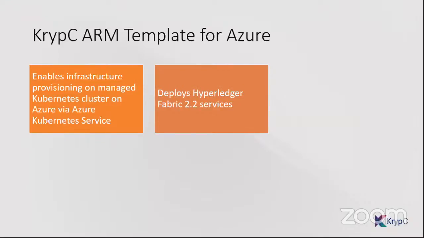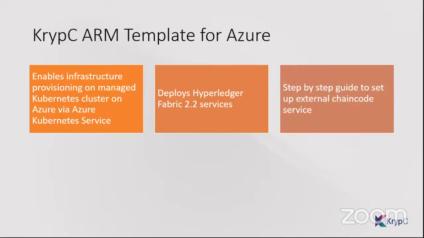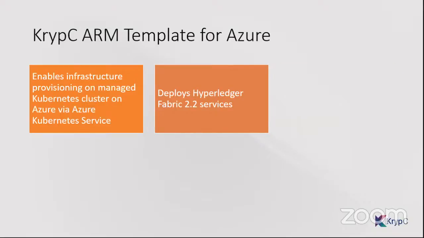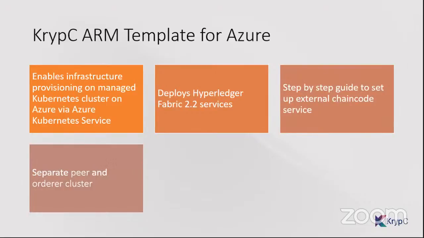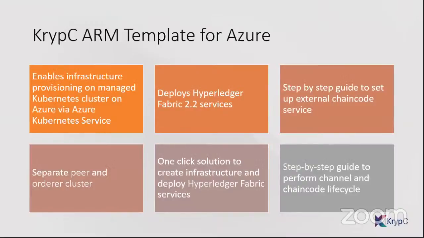Now, what is there in the template? So I'll explain what you get from the template. So the concept or the design behind the template is to create two separate clusters for the order organization and the peer organization. So the template, by default, comes with a peer cluster of two peers and an order organization of, I think, 3 orders or 5. It depends on the raft, the formula which you're adopting.